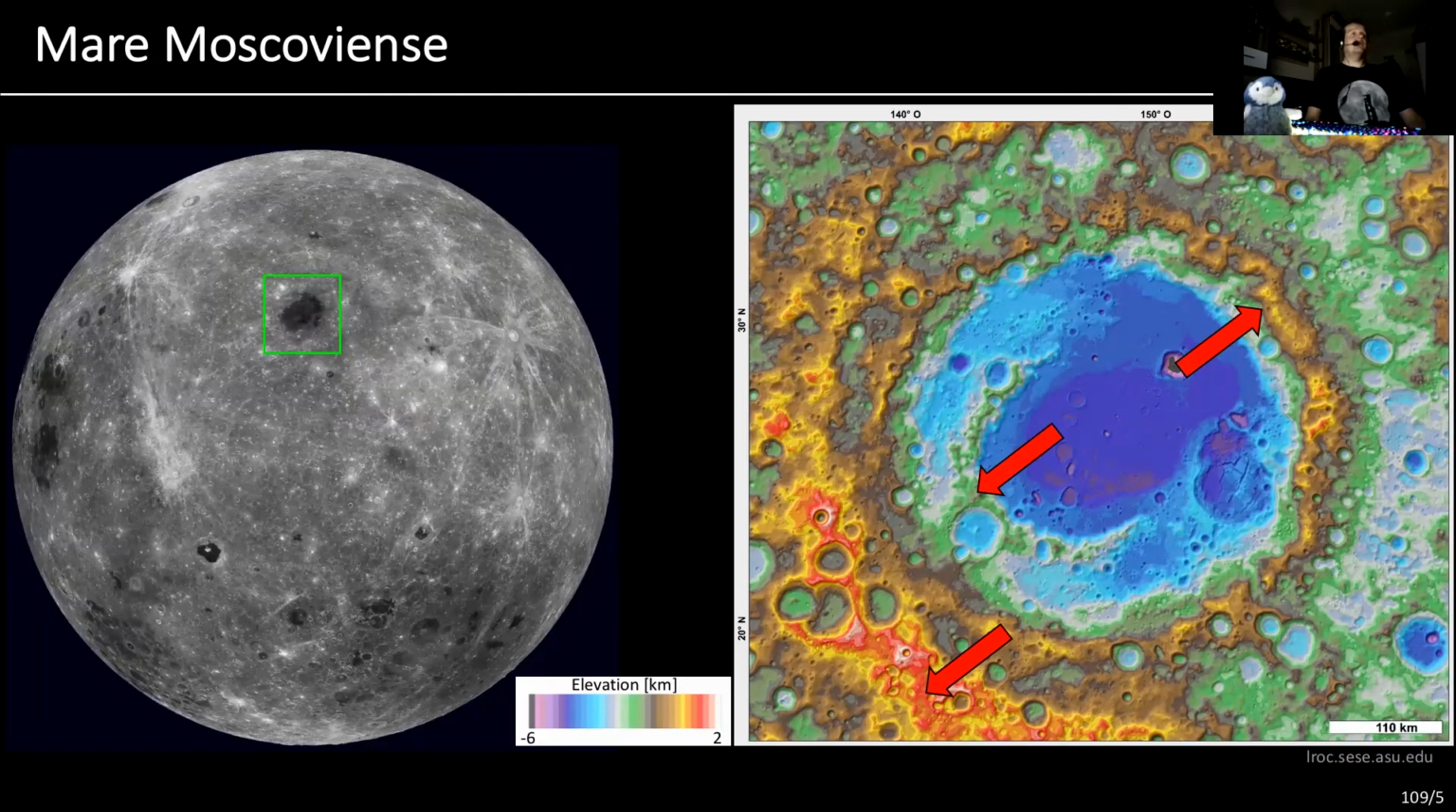So here is Mare Moscoviense. It lies at around 25° north and 146° east. It is one of the most prominent features on the lunar far side, and as you can see on the digital elevation model on the right, clearly visible are the three ring structures of the basin itself: part of the central ring in the inner part of the basin, the second ring, which is marked by the arrow on the right side, and the third ring of the basin, which is marked by the arrow on the left.